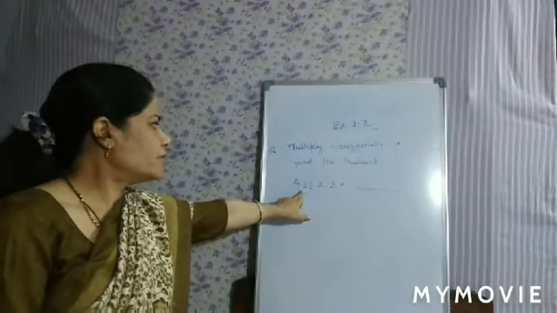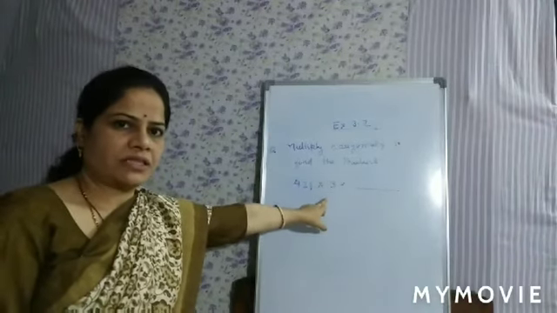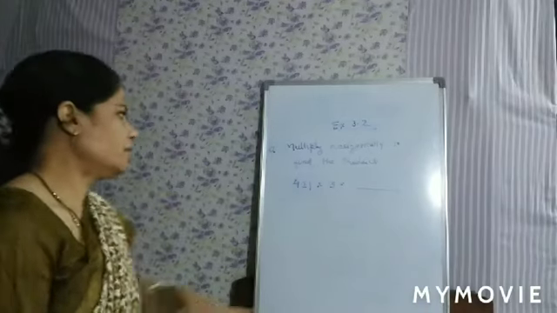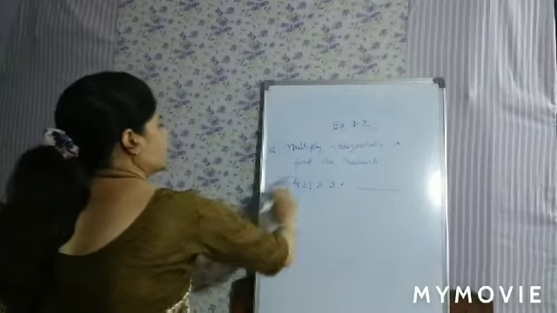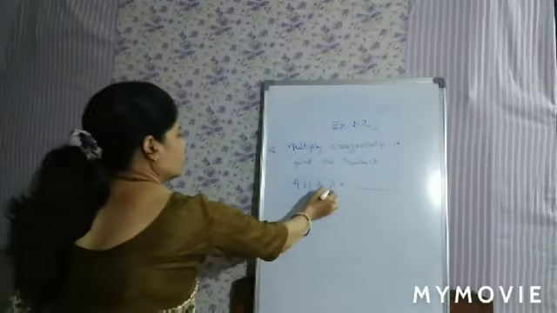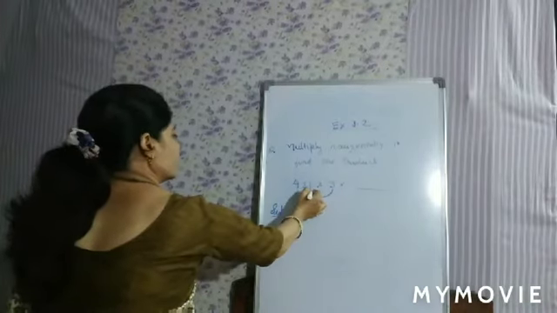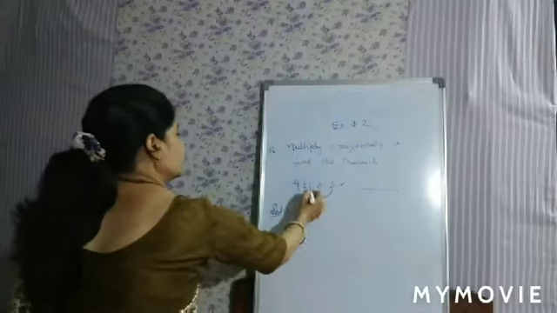Numbers are 421 multiplied by 3. You have to multiply 3 in 421. So you have to multiply both the numbers horizontally. For this, first you will multiply 3 and 1. What will you get? 3 ones are 3.